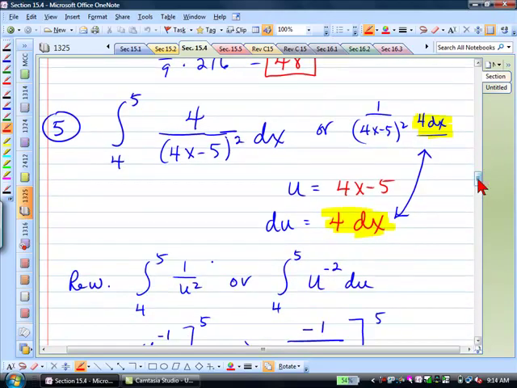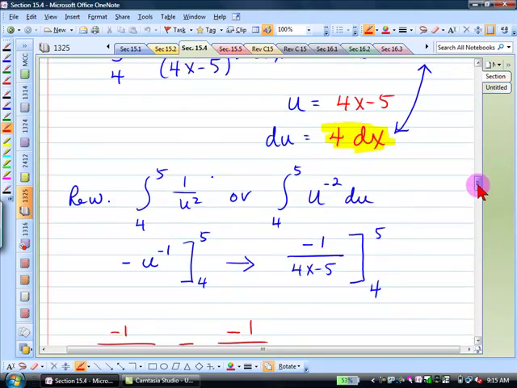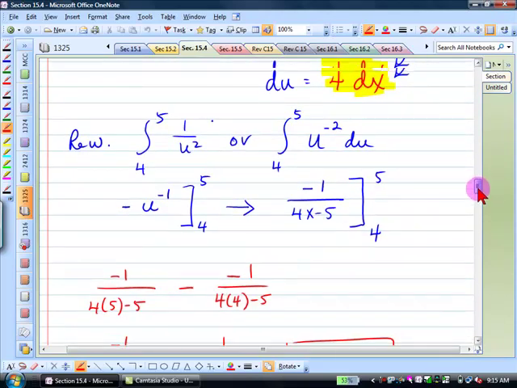Okay. So on this one, we would let u be 4x minus 5. Du would be 4dx, which we have here. Okay, so we have that matched. So we're going to have 1 over u squared, or u to the negative 2. The integral of u to the negative 2 is negative u to the negative 1, because it was u to the negative 1 divided by negative 1. And then you plug back in and evaluate 5 and 4.